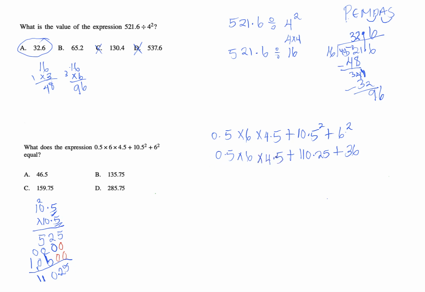Now with the multiplication, you're multiplying 3 terms. So what I would do is multiply these 2 first. So I have 0.5 times 6. 6 times 5 is 30. Carry the 3. 6 times 0 is 0 plus 3 is 3. How many decimal places do I have? 1. So that would be 3.0 times 4.5. And we still have to end up adding 110.25 plus 36. So the 3.0, I'm now going to multiply by 4.5.